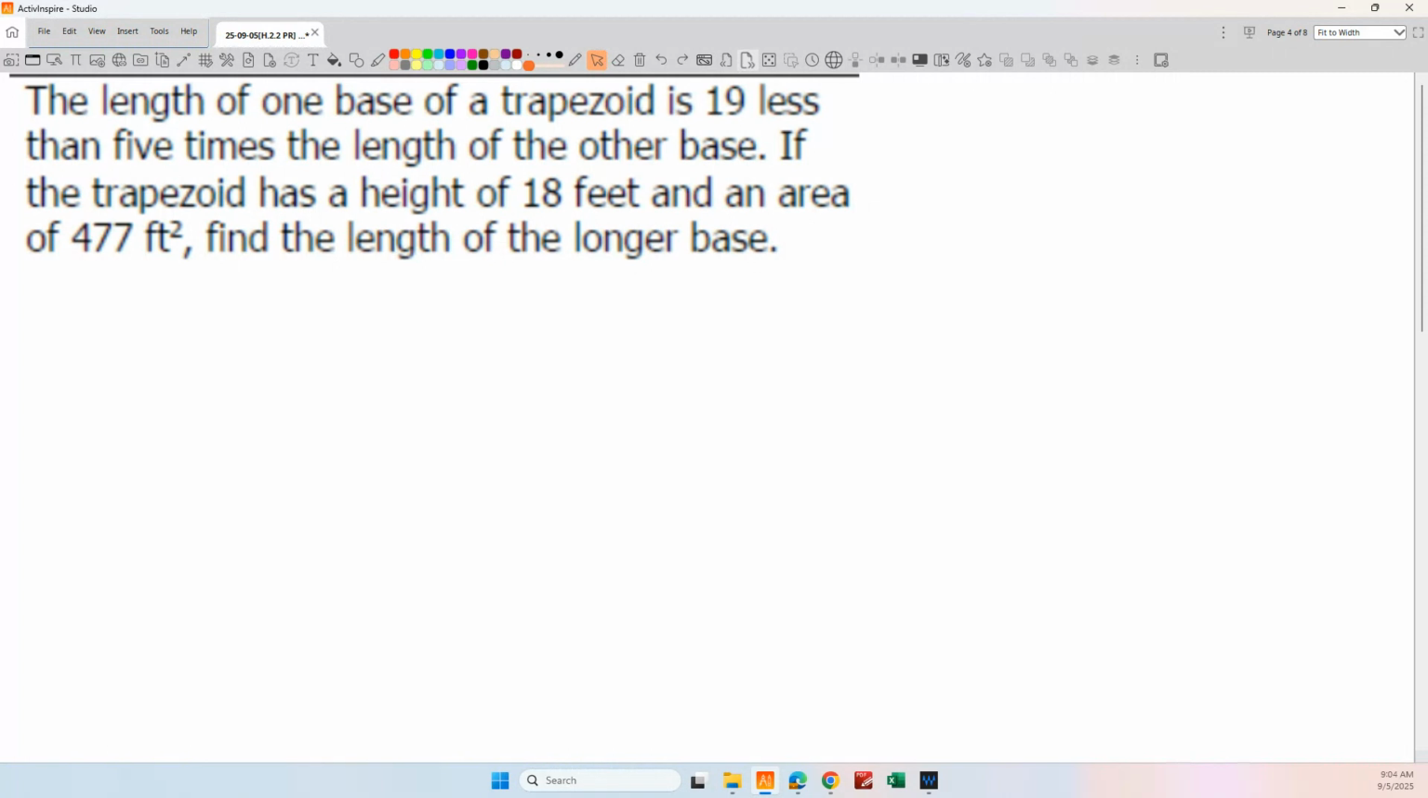Where do I start? If it's a geometry problem, I probably need to start with maybe a picture, right? Always, when you can, drawing a diagram or a picture is generally very, very helpful, right? So let's do that. So what's a trapezoid look like from last year? What's the definition of a trapezoid?